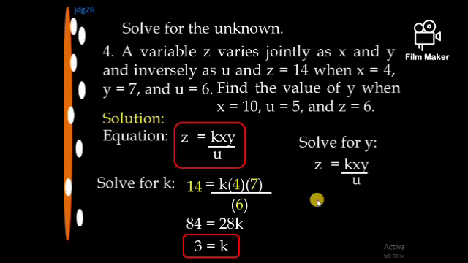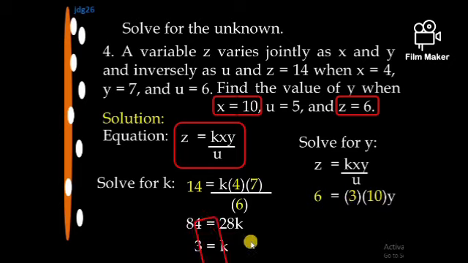Z is equals to 6 equals 3 times 10 times y. Okay, unahin natin yung 10. 10 is the value of x. And 3 is the value of k. Next, over u is equals to 5. And then, simplify natin since denominator to ulit. Multiply lang natin yung buong equation by 5.